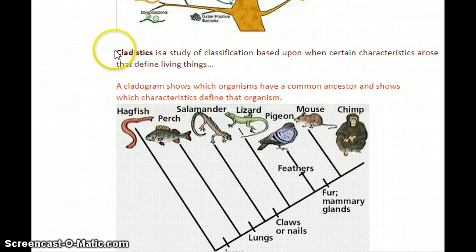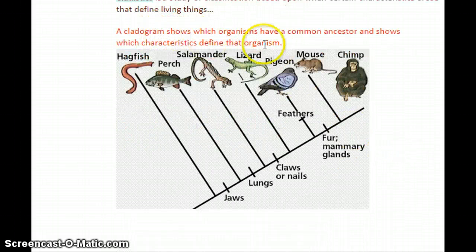And that is the study called cladistics. So it's a study of the classification based on when certain characteristics arose during evolutionary history that define these living things. So a cladogram shows which organisms have a common ancestor, but more importantly, it shows what characteristics define that organism. So on a cladogram, on one end of the spectrum, on the far left down at the bottom, these would be the more simple organisms, and then up in the right-hand corner, these would be more complex. So a cladogram shows a progression of complexity where we have new traits coming in.